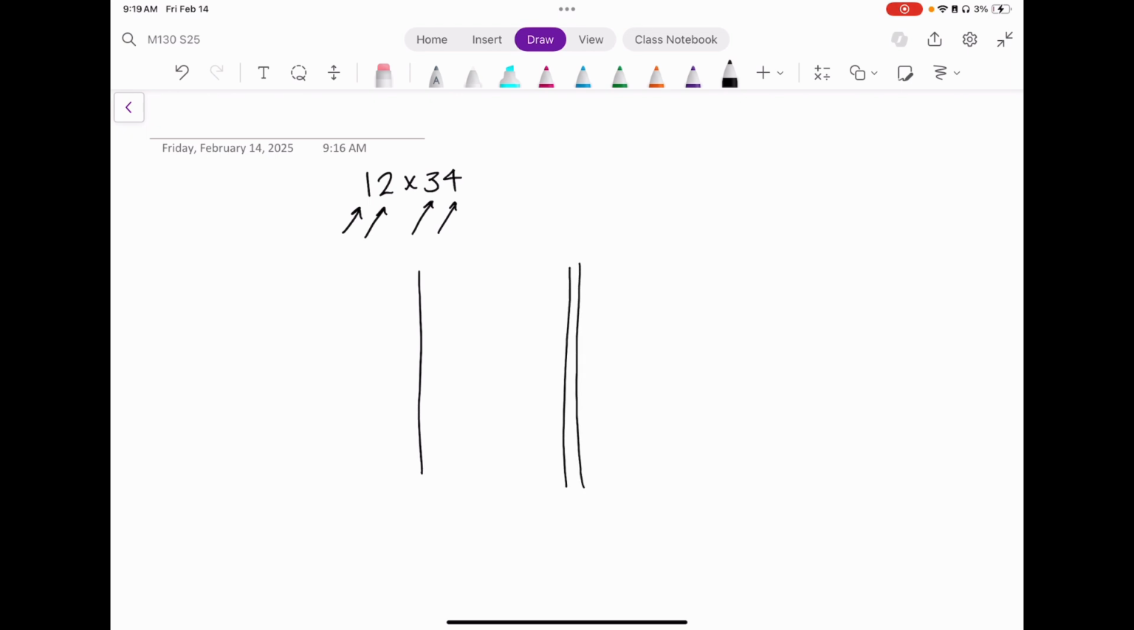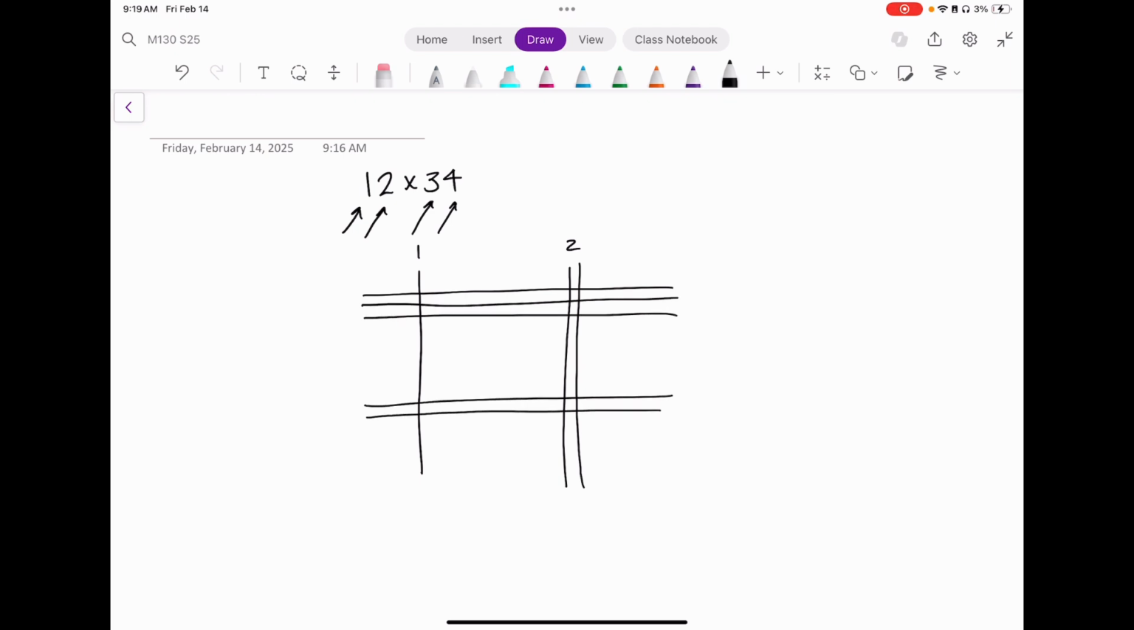I'm going to draw the 2 in the same way because that is representing the number 12. And then 34, I would draw 3 lines for the 3. And then I would draw a space. And I would draw 4 lines for the 4. And that represents the number 34.